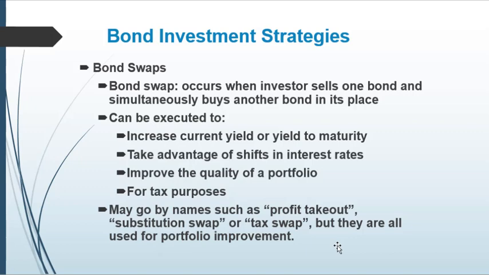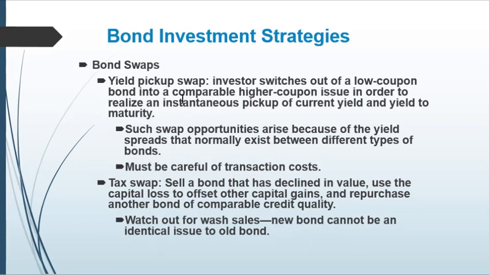So these have different names. A tax swap is what I just described. There are also substitution swaps and profit takeouts. But they're all used to help find better ways to increase portfolio performance. A yield pickup swap, we talked about this a little bit more. An investor switches out of a low coupon into a comparable high coupon to realize a pickup in current yield and yield to maturity. This happens because the yield spreads that normally exist might have changed.